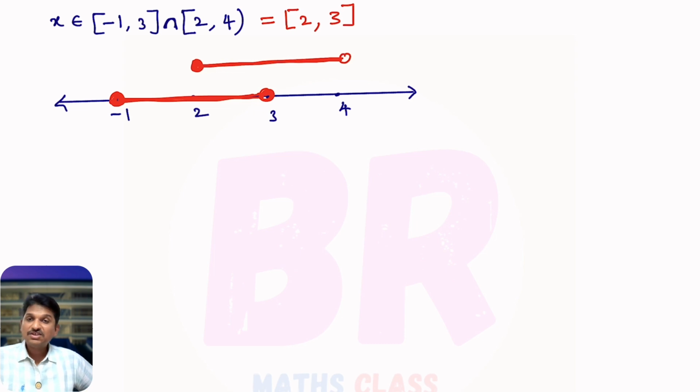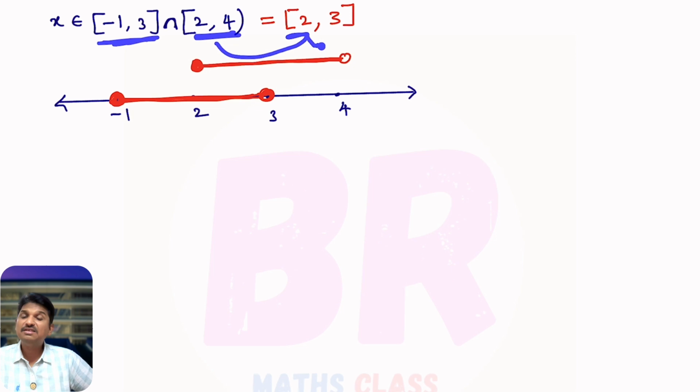See, intersection is nothing but the common part, elements which are common in both. If they ask what is the intersection of these two intervals, we'll observe the common part. If there is no common part, we will say the intersection of those two intervals is empty, nothing is there, right? In these two intervals, there is some part common. That is the intersection of intervals.